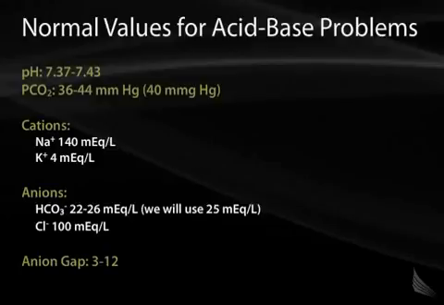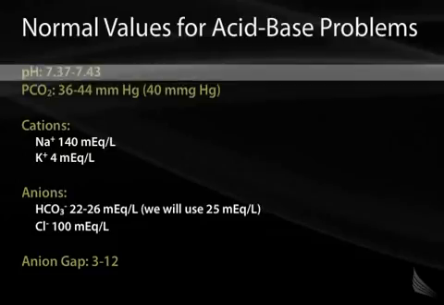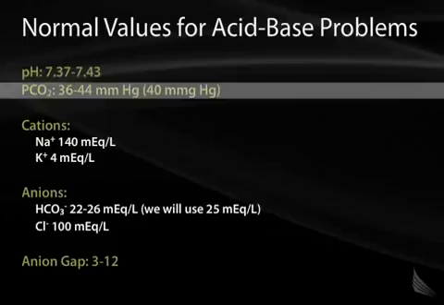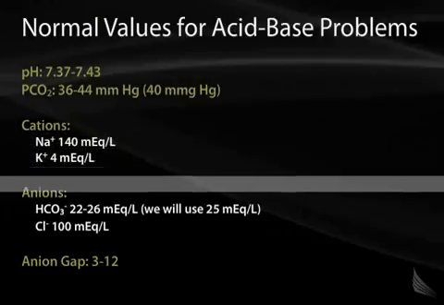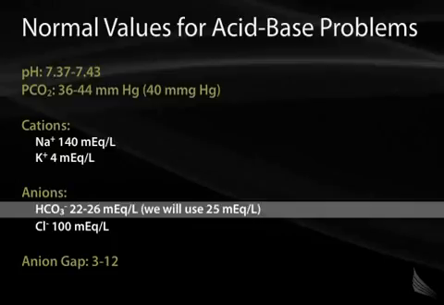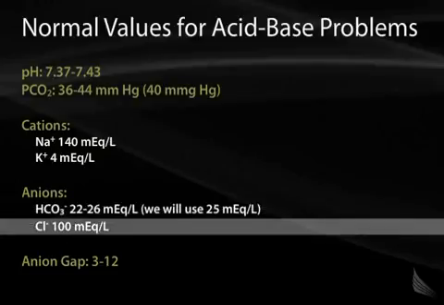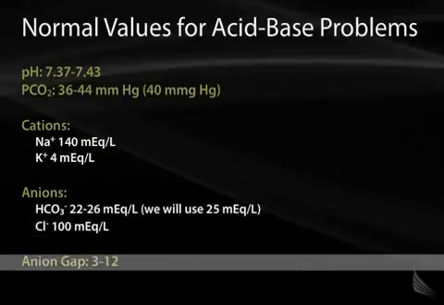A few normal values for acid-base problems. On the USMLE Step 1 exam, these values should be given to you, but for the purposes of these problems, you should keep these in mind. Once again, the normal pH ranges between 7.37 and 7.43. Normal PCO2 can be approximated at 40 millimeters of mercury, but it ranges from 36 to 44 millimeters of mercury. The normal concentration of the cations of blood: sodium is 140, potassium is 4. Normal concentration of anions: bicarbonate is between 22 and 26 milliequivalents per liter. We use 25 milliequivalents per liter. Chloride is approximately 100 milliequivalents per liter. The normal anion gap is between 8 and 12.